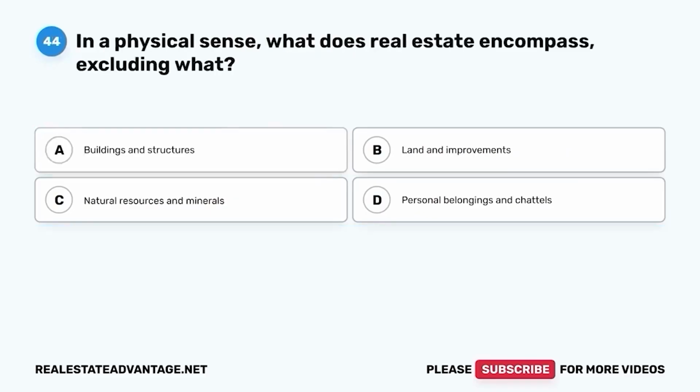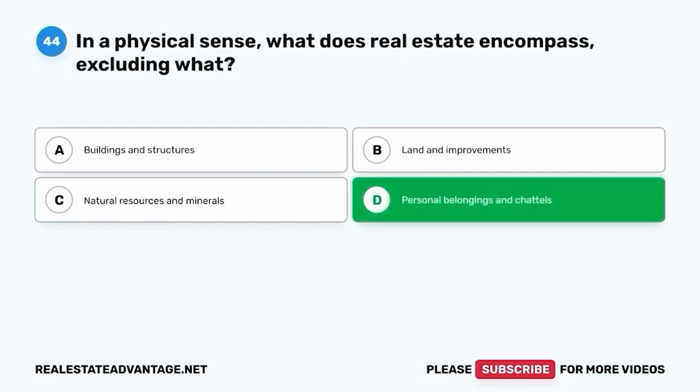Question 44. In a physical sense, what does real estate encompass, excluding what? A. Buildings and structures. B. Land and improvements. C. Natural resources and minerals. D. Personal belongings and chattels. The correct answer is D.